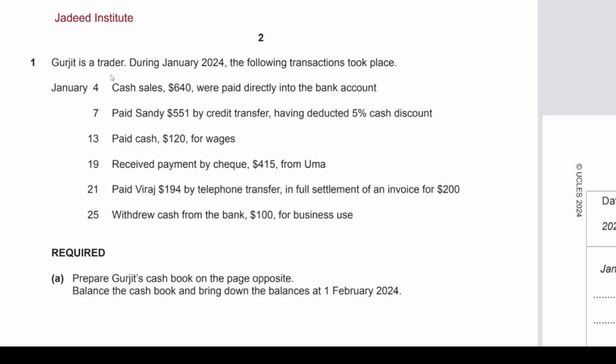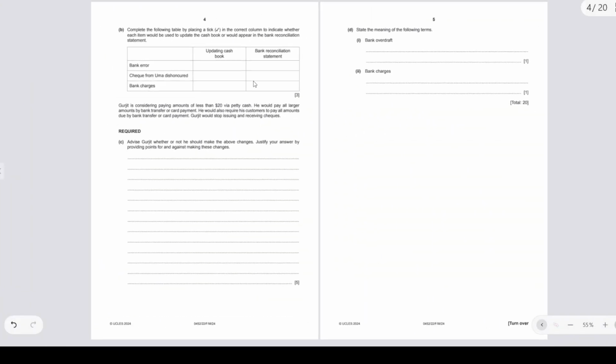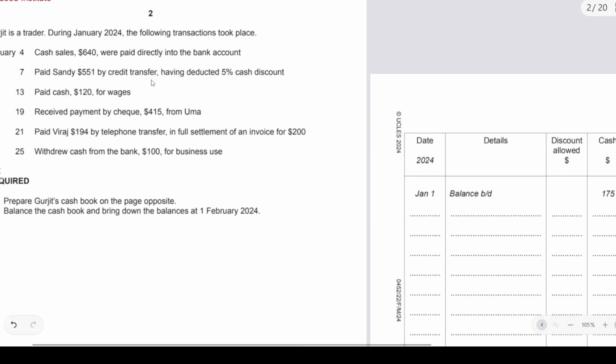Number 1, Gurjeet is a trader. During January 2024, the following transactions took place. All these bunch of transactions, what do we have to do? Let's read the requirement. Prepare Gurjeet's cash book on the opposite page. Balance the cash book and bring down the balances on 1st February 2024. Your regular cash book question. And then we have a little bit of bank reconciliation, some theory questions, and then some definitions. All right, let's begin. One by one, we'll deal with all these transactions.